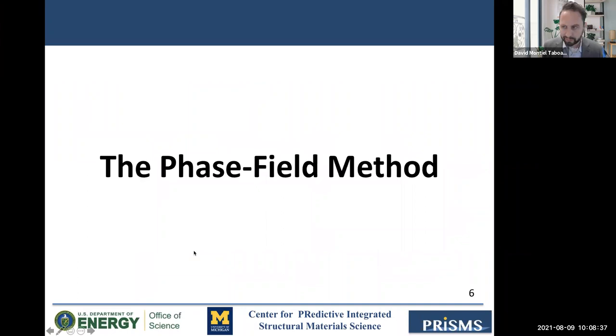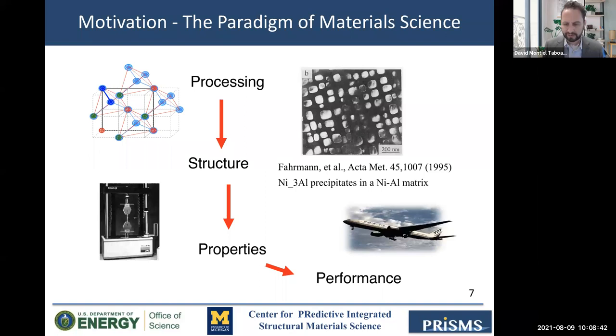Okay, let's start with the phase field method. But let's take a big step back and look at where this model fits within the paradigm of material science. So the goal of material science and engineering is to improve existing materials or develop novel materials performance by understanding the relationship between processing, structure, properties, and performance. So processing alters the atomic structure and microstructure of materials. And then structure determines the properties of these materials. And some properties are desirable and improve the performance of materials, and others are not, right?